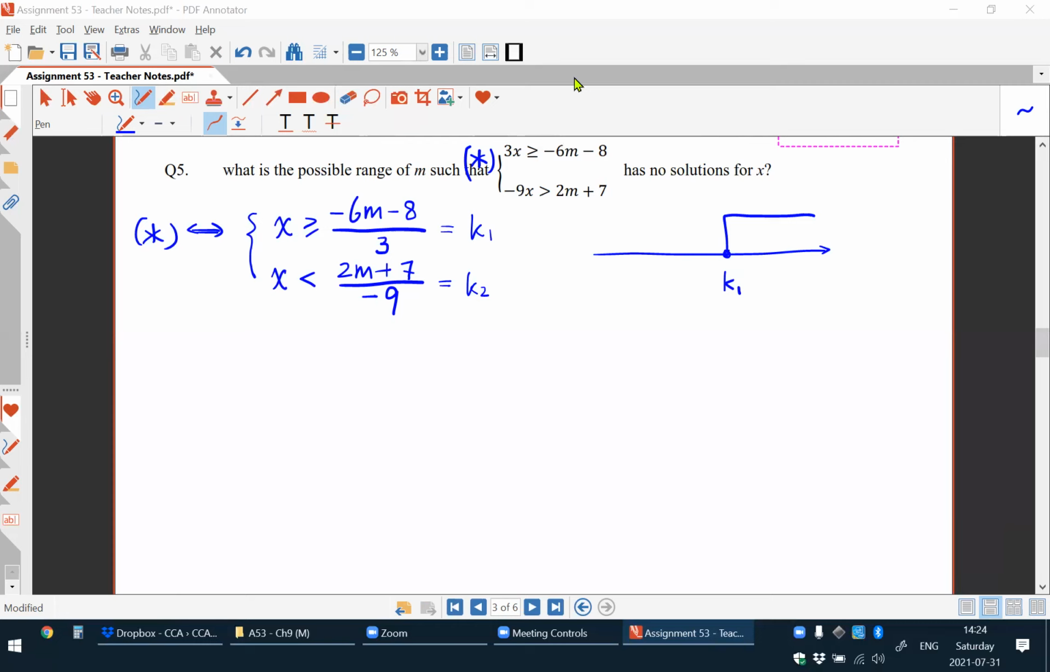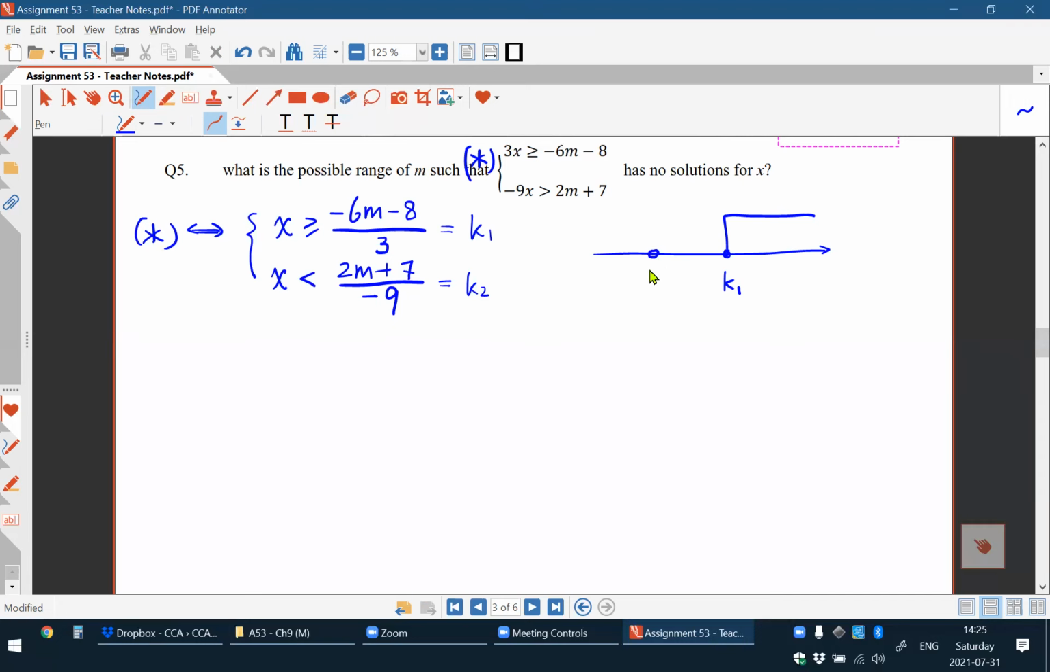Okay, Emily just gave me an answer. How about Dora? Left. Okay, so both of you think k2 should be here, right? Okay, if k2 should be here, according to the system, x should be less than k2. So x should be to the left of k2, right? So in this case, there is no overlapped area. So that means there is no solution for our x here, right?